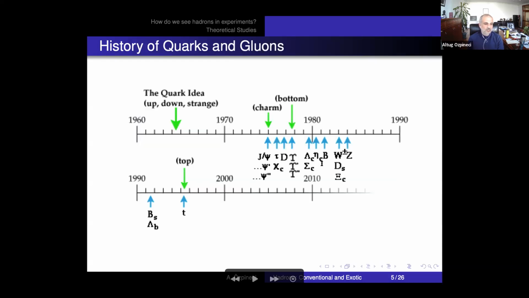With new experiments, after the charm, we discovered the bottom and the hadrons containing charm and bottom quarks. And in '95, we discovered the top quark.